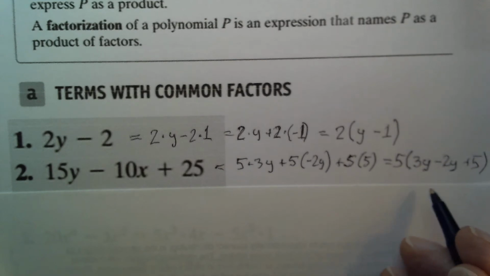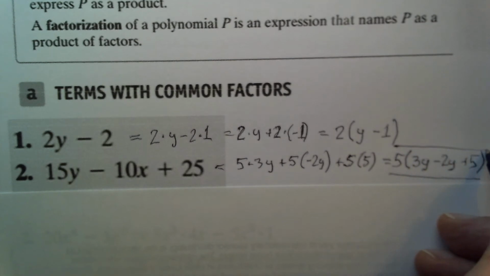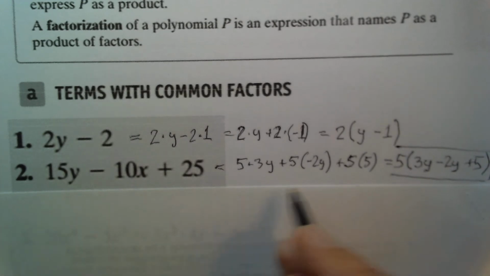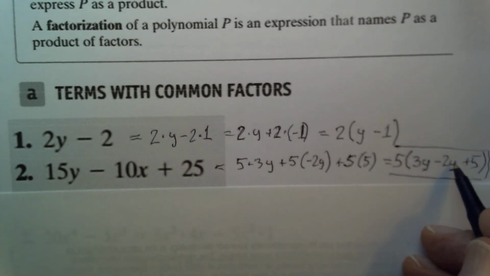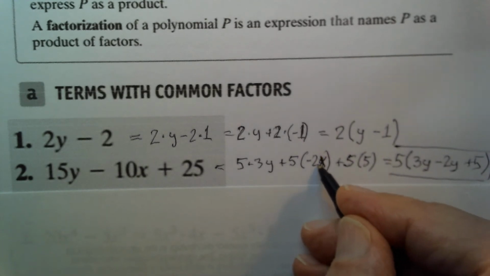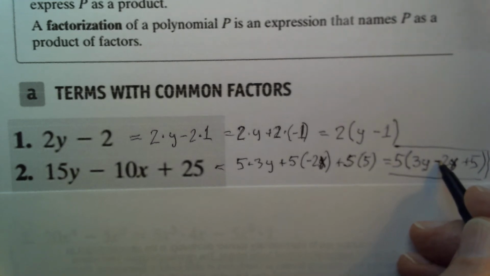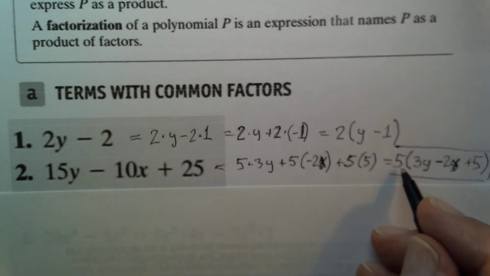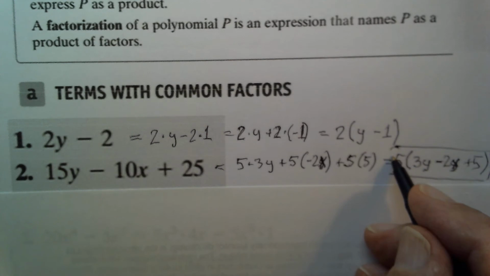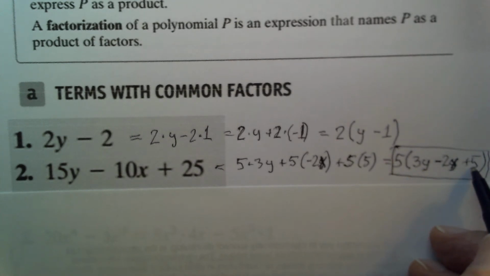And again, you can confirm that this is the correct answer by using the distributive law or distributive property and say 5 times 3y is 15y, and 5 times minus 2x, sorry about that, this was an x. And 5 times minus 2x is minus 10x, and 5 times 5 is 25. So that's why we can say that is the correct answer. 3y minus 2x plus 5.